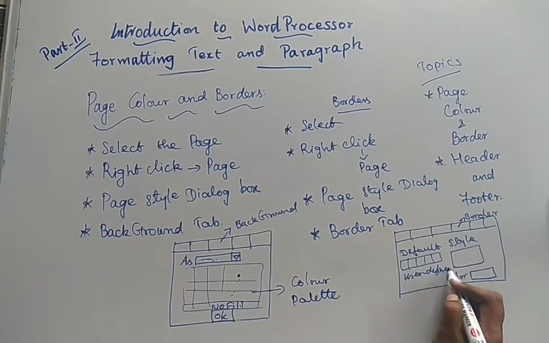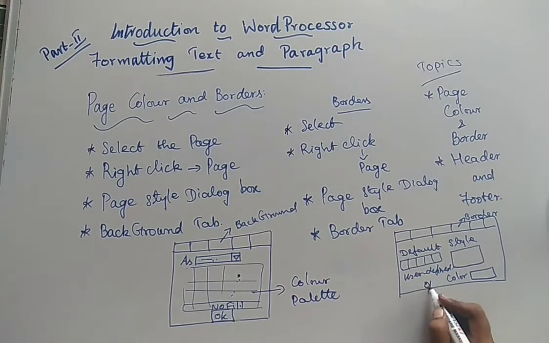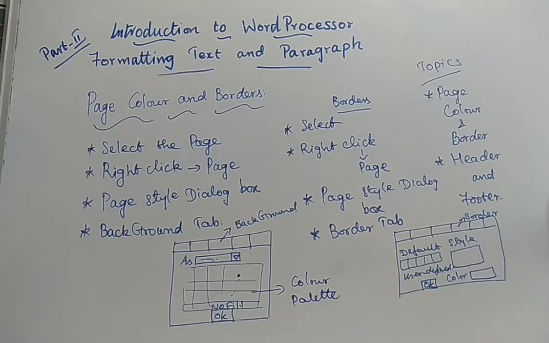Whatever else changes you are willing to make, the user can do it and that can be assigned. After changing everything, what do you have to do? You have to click OK. After doing the alterations, you click OK, and automatically everything you selected here will be applied to the current page or the selected page. So this is the procedure you have to follow to change the page border.